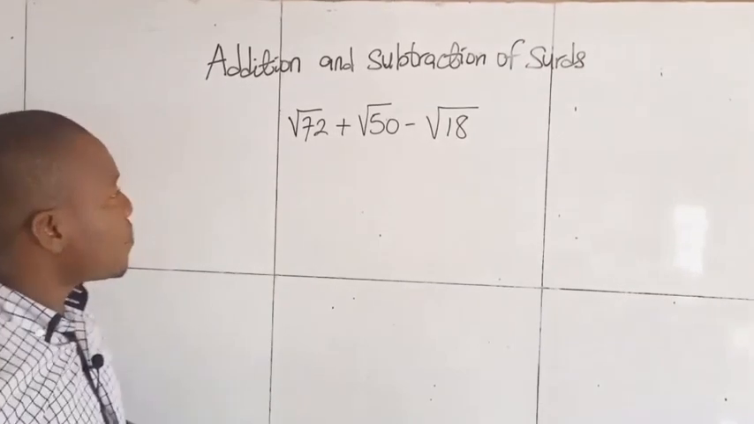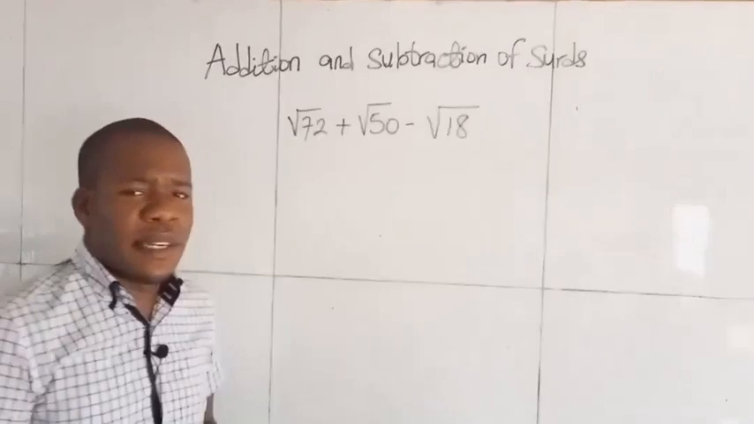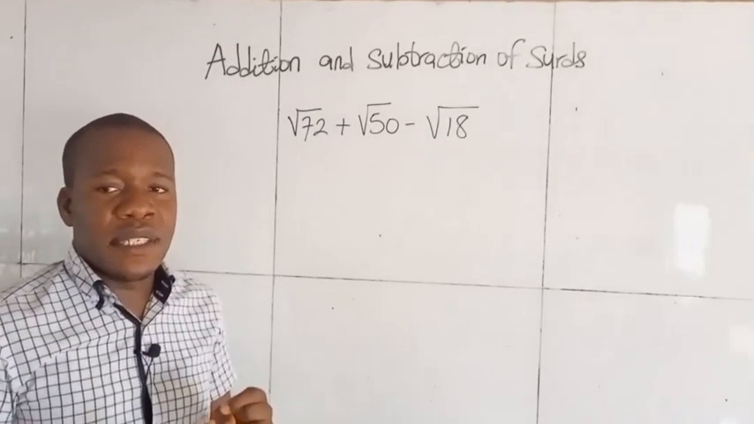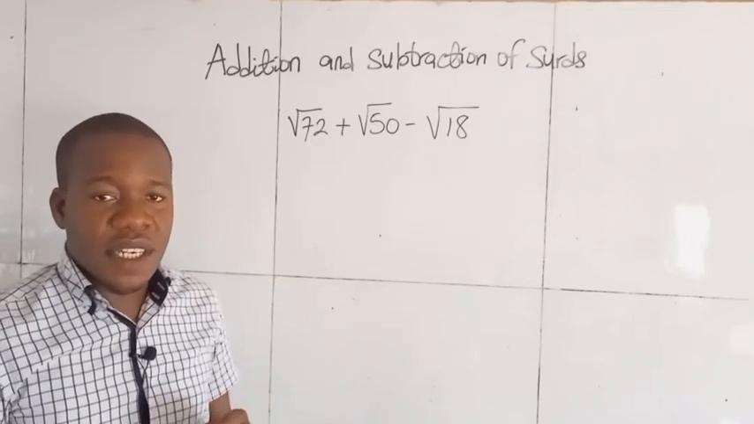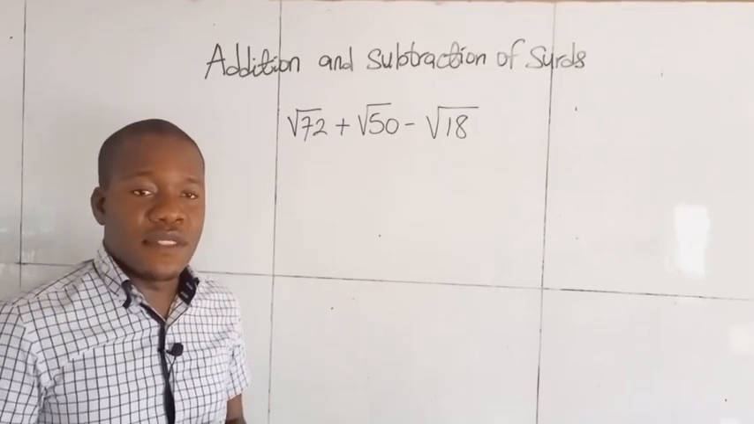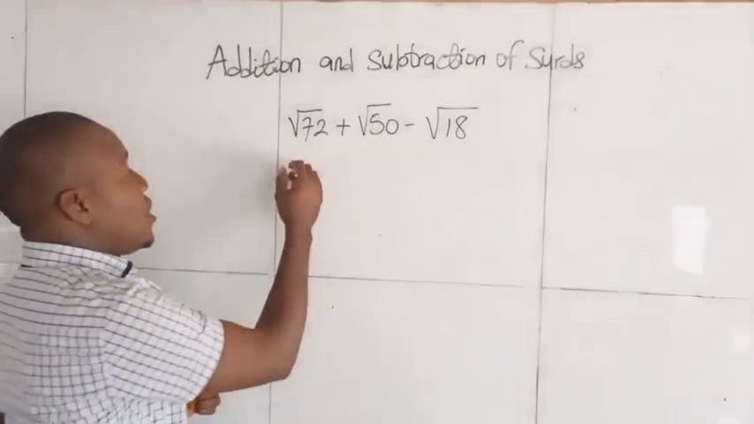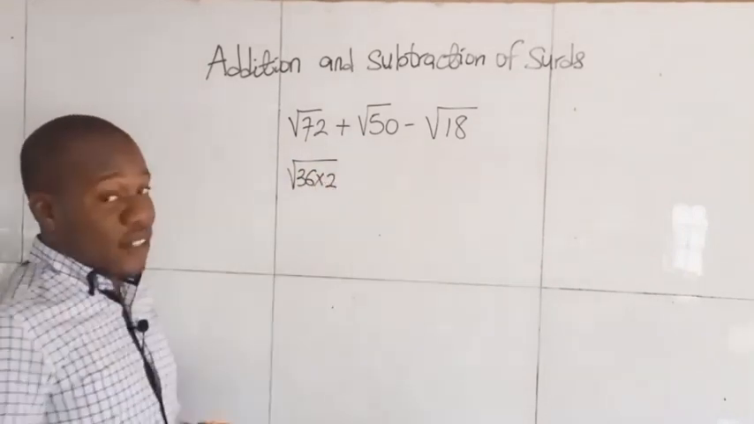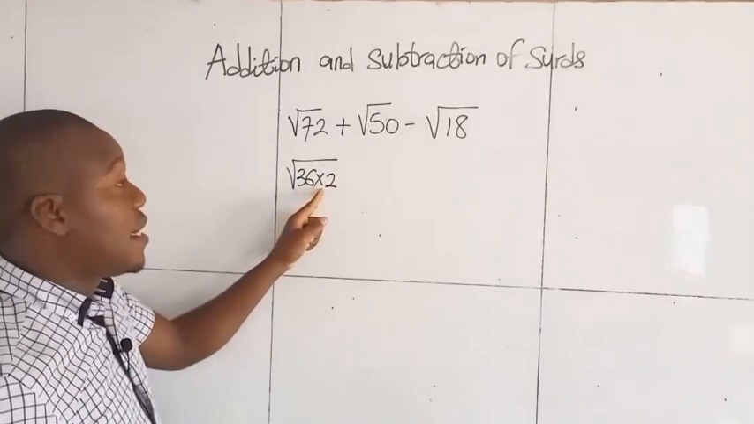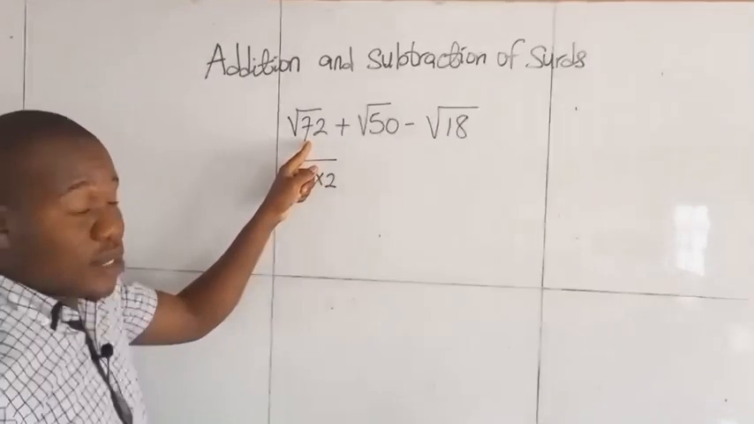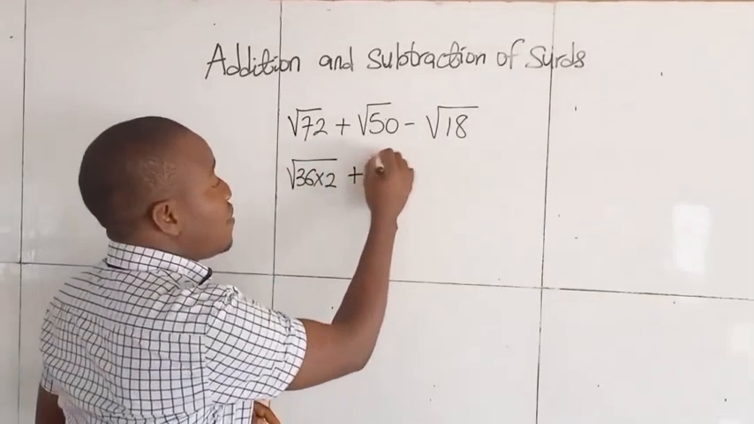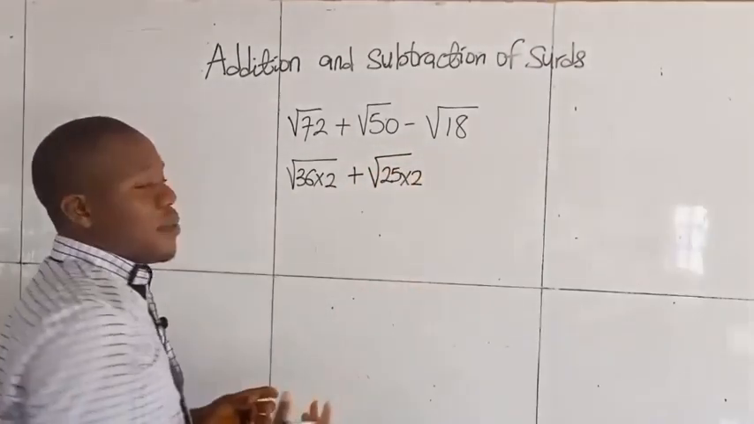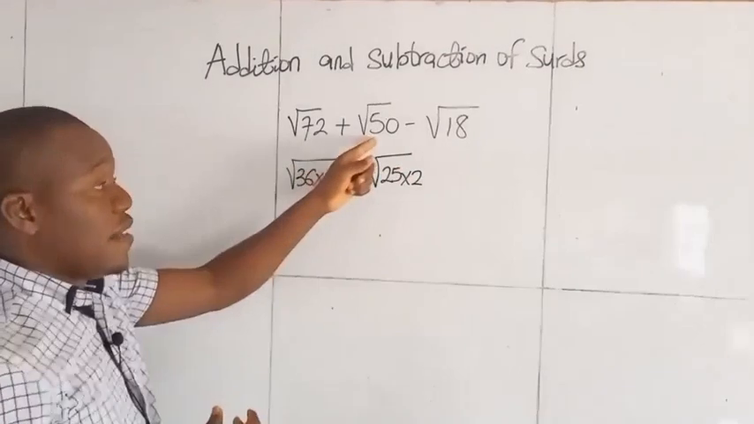So I proceed. Looking at 72, I think of two numbers that I multiply to give 72, and those numbers will be 36 and 2, because 36 times 2 gives you 72. So instead of the square root of 72, I will have the square root of 36 times 2. I have not changed anything because these two numbers multiplied will also give you what? 72. And then plus, instead of the square root of 50, I will have the square root of 25 times 2. Remember, we are looking at two numbers that will multiply to give this number.